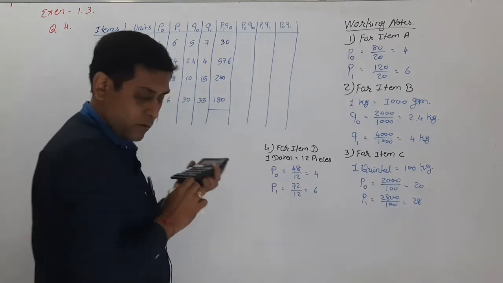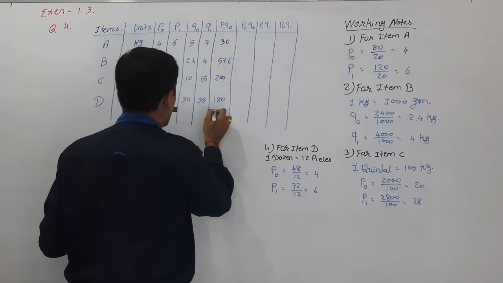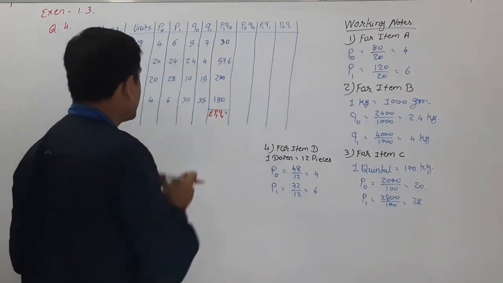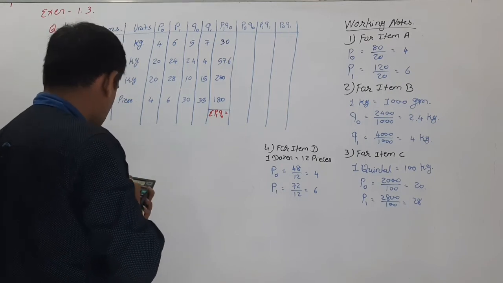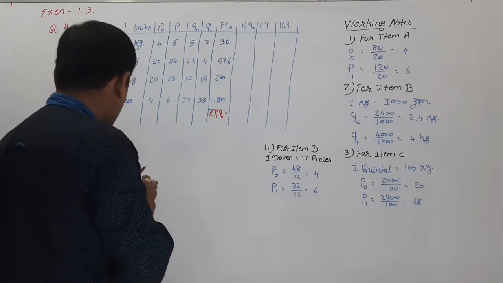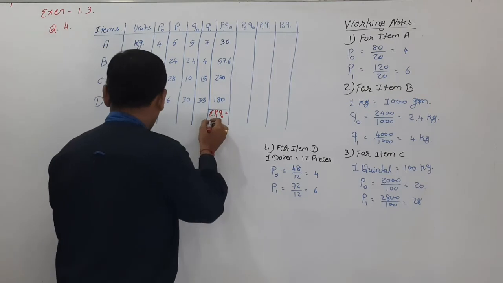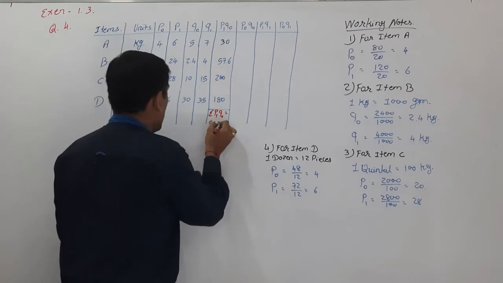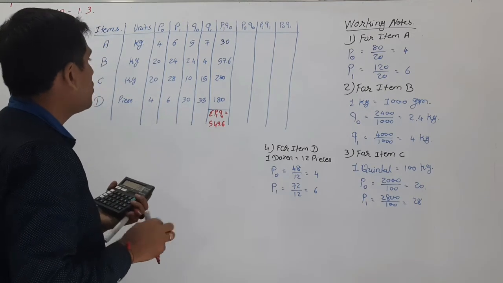Here sigma P1 Q0 is equal to 30 plus 57.6 plus 280 plus 180, 547.6 is the total of P1 Q0.